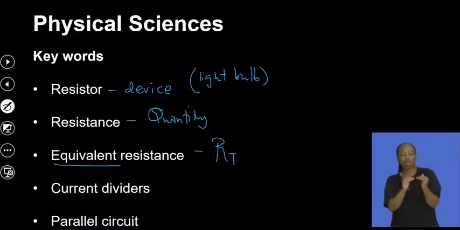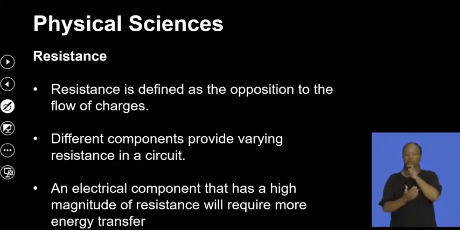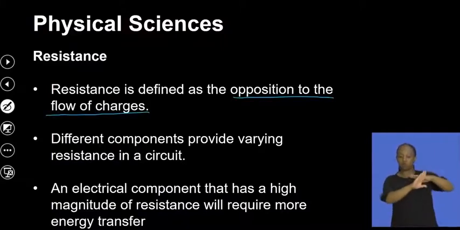So the words equivalent and effective could be used interchangeably to refer to one and the same thing. Another term that we'll use a lot in our discussion is current dividers, in the context of parallel circuits. Now, we know that resistance is the opposition to the flow of charge. So that's the definition of resistance as a quantity.